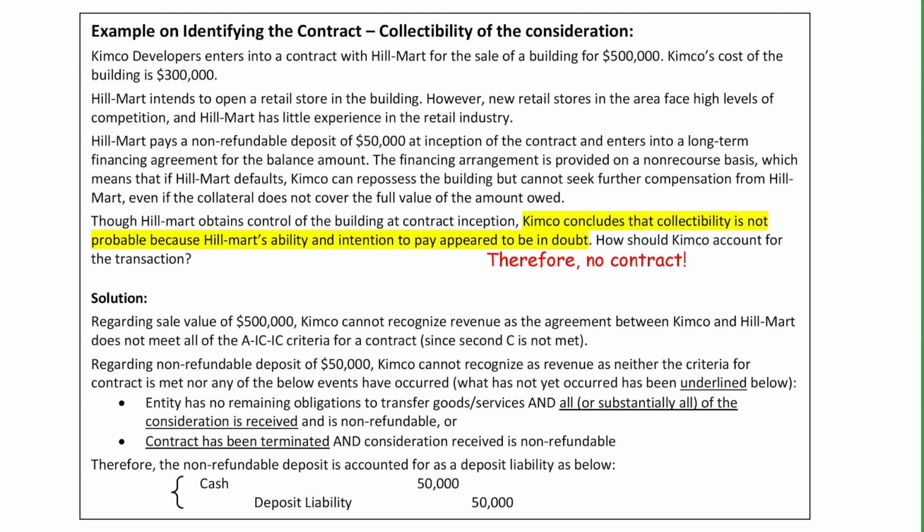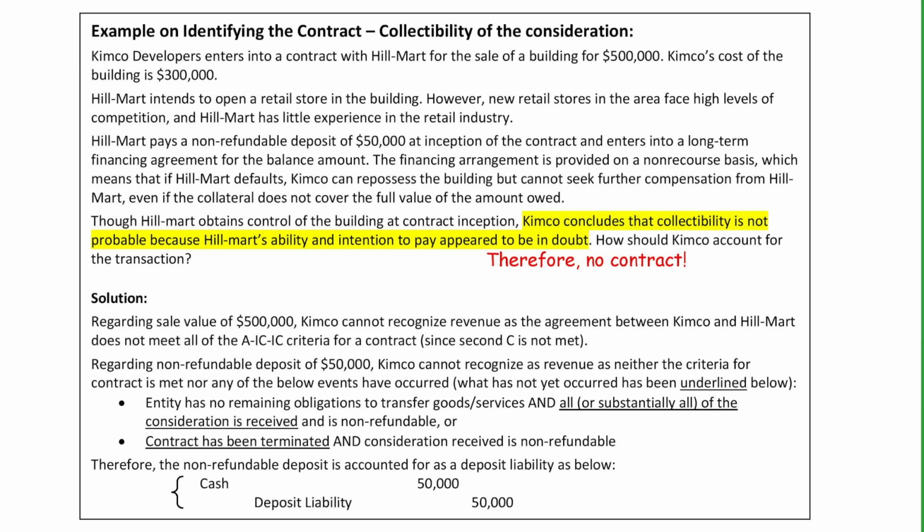So basically, in this case, this arrangement does not meet the AICIC criteria. So the second C of AICIC is collectibility is probable, which is not true in this case. Hillmart's ability and intent appear to be doubtful. So what Hillmart, the customer, is saying is that, okay, hey, if I'm not able to pay you the balance, you can take back the goods, you can take back the building, but don't chase me any further for the balance payment.